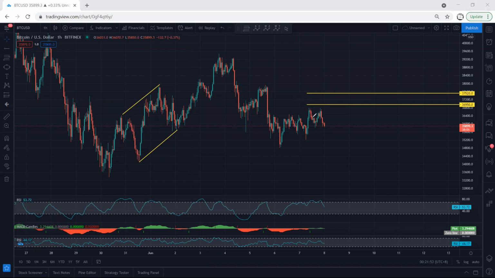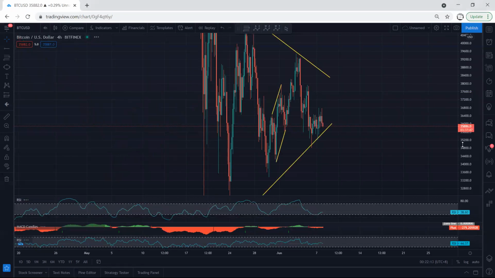Okay, and after that we mentioned the possibility of the flat. What we got here is really correct. Now we want to see what's next, whether we can look for the flat and the price can drop, or we can look for continuation. In this case we move to the 4-hour chart.